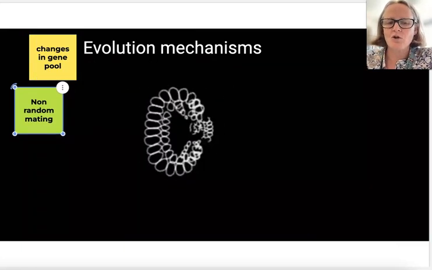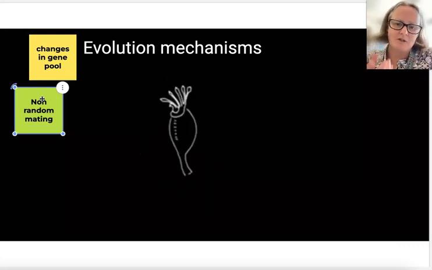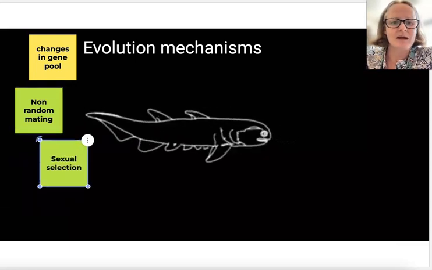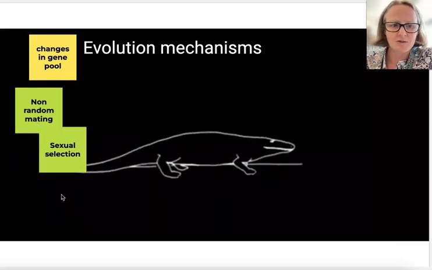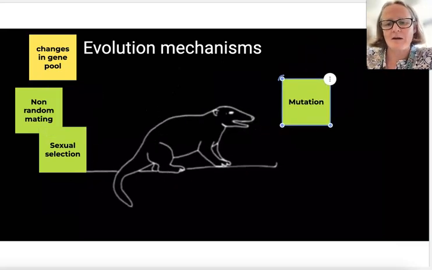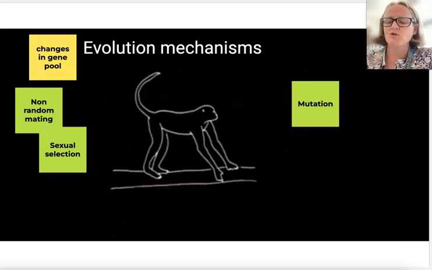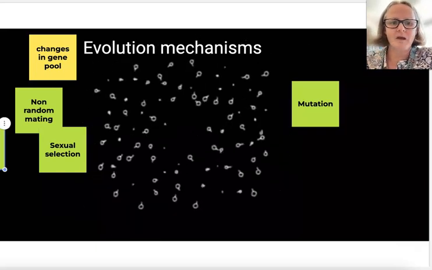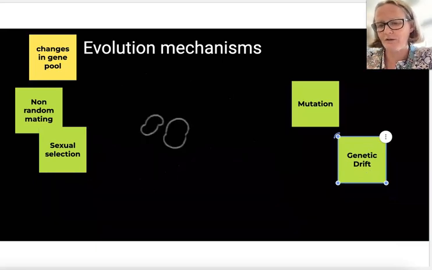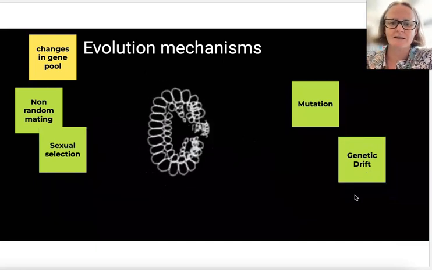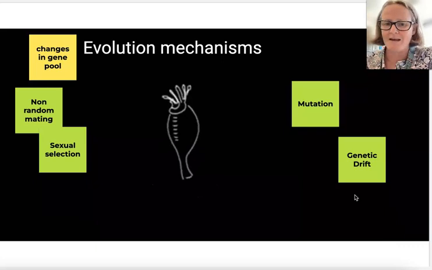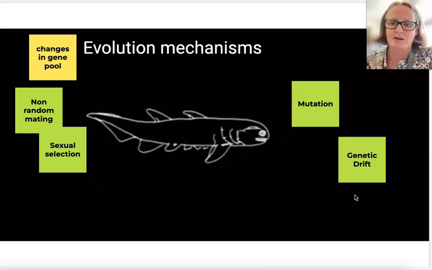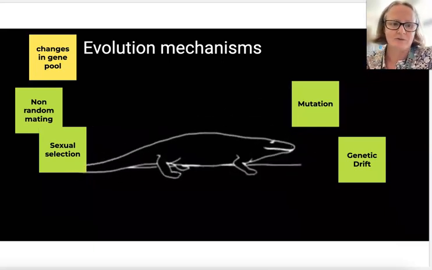One way is through non-random mating, so where different organisms select a mate in different ways, and that could also be termed as sexual selection. Another way that we've been thinking about recently is mutation. So changes in the alleles are really obvious if you mutate that allele. We also need to consider genetic drift. This is random changes in populations, not necessarily caused by anything in particular, but just who got the chance to mate that time round and therefore pass on their alleles.